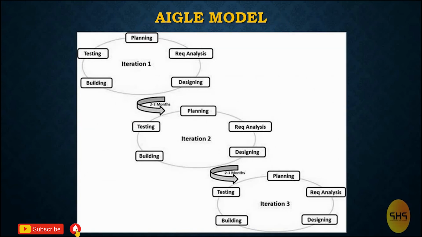Then you call it agile. Agile also combines the functionalities of the iterative and incremental models. It is a mixture, as on the previous slide, of iterative and incremental, and the combination forms the agile model.